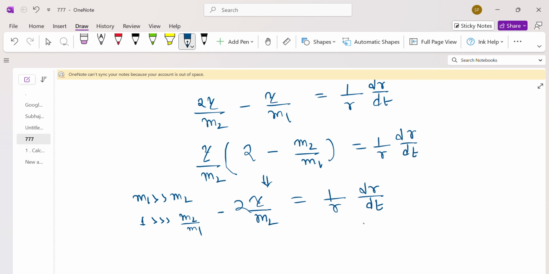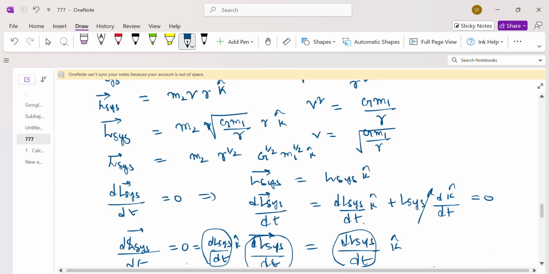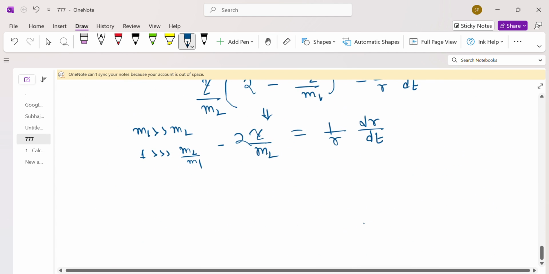Now there is a negative sign, and the reason is the following. There will be a negative sign because dr/dt will decrease, and I will explain why it decreases. So this is m1, this is m2. If m2 loses mass, after a certain time its mass will drop, sorry, its mass will drop, and so the gravitational pull will decrease.